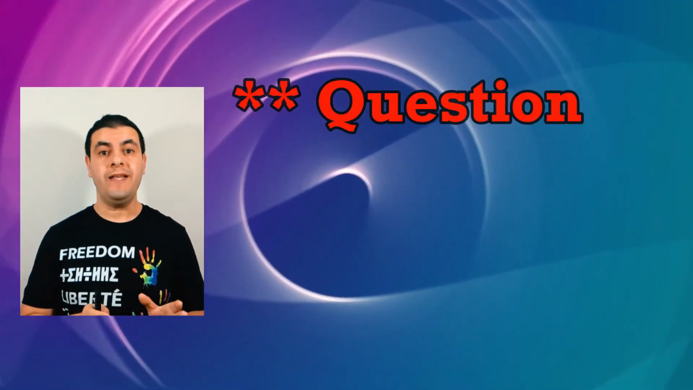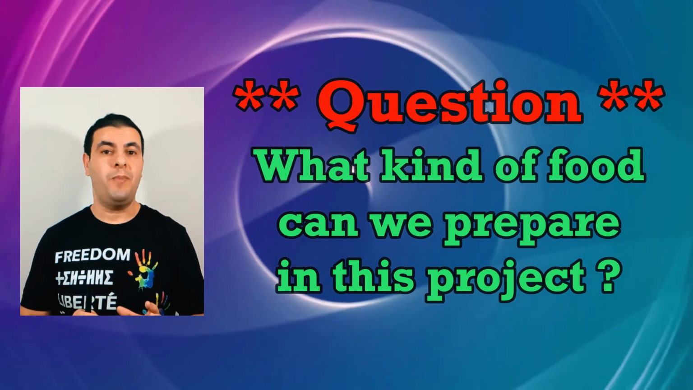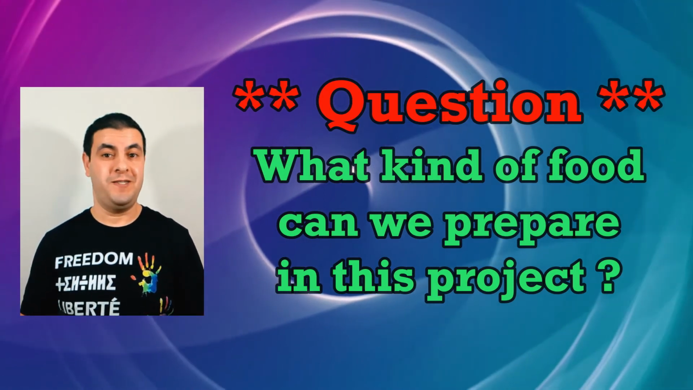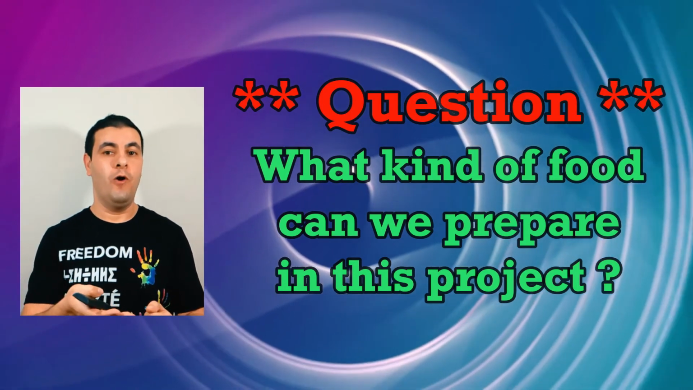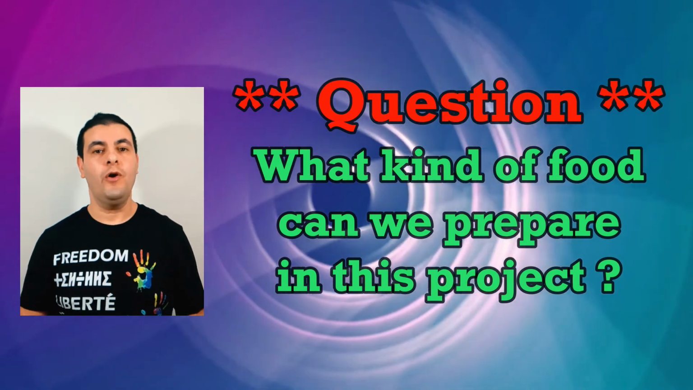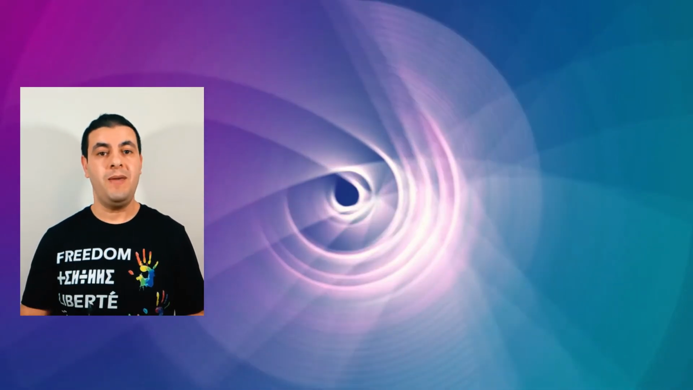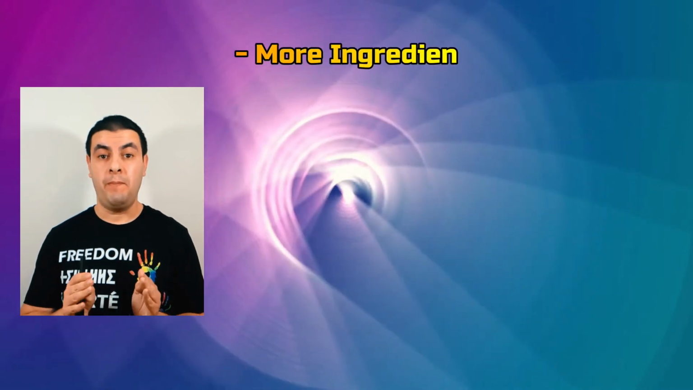Question: what kind of food can we prepare in the project? You cannot prepare frozen food. You cannot just say, get a pizza, open the box, put it in the oven, cook it and eat it. No. Make sure you choose a recipe that has at least 5 steps of preparation.